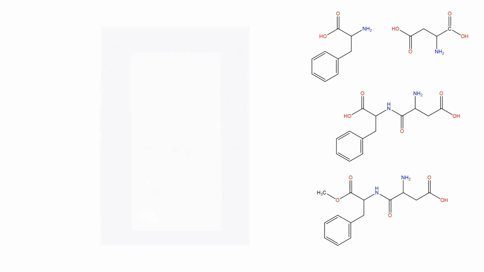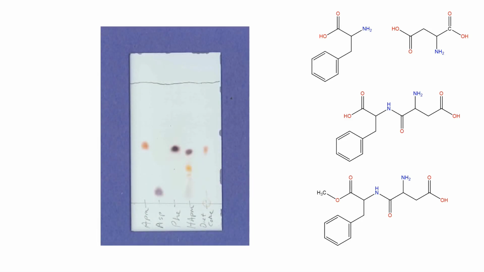So here's a look at the plate. You can see the aspartame makes an orange dot. The aspartic acid makes a purple dot that didn't travel very far. Phenylalanine makes a dark purple dot. And in the hydrolyzed aspartame column, you can see that we have little bits of each.